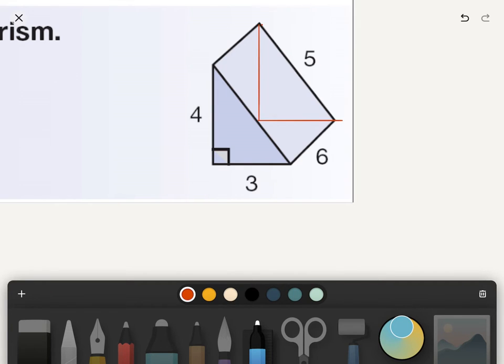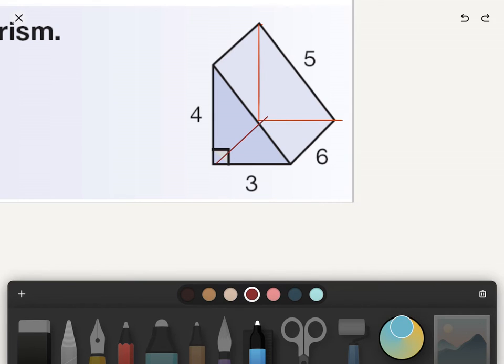Alright, so we can think that all those sides are there. So now we have a transparent triangular prism. Okay, so what do you think the length of this side has to be?